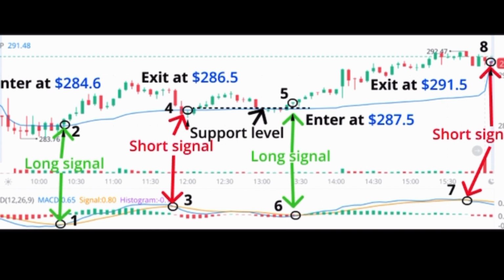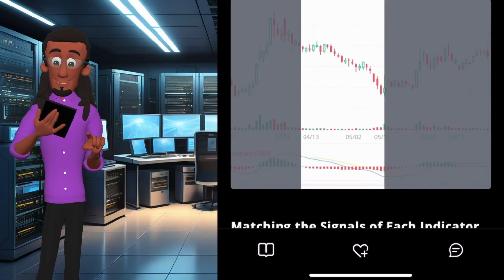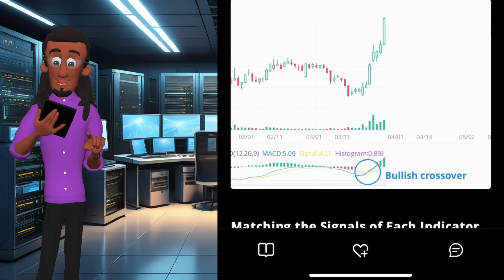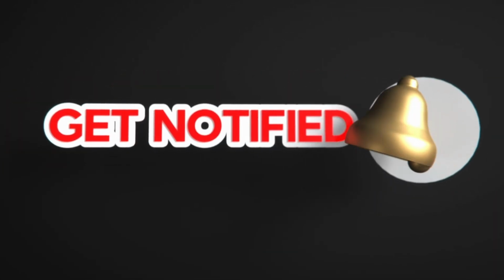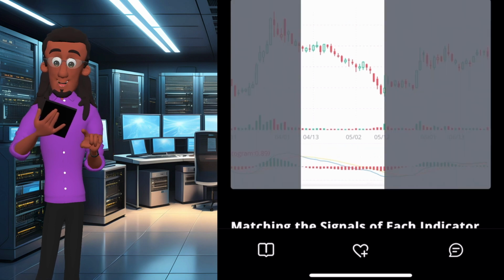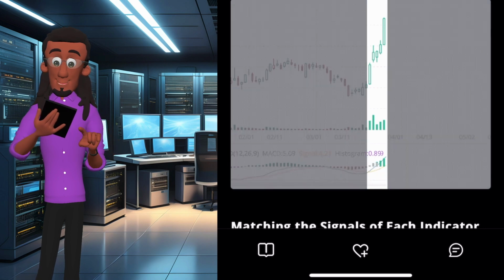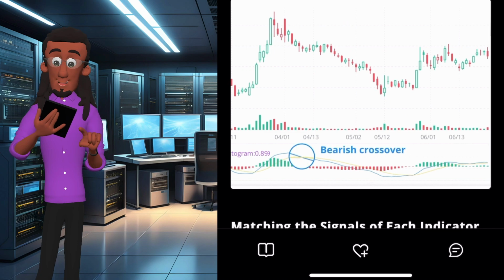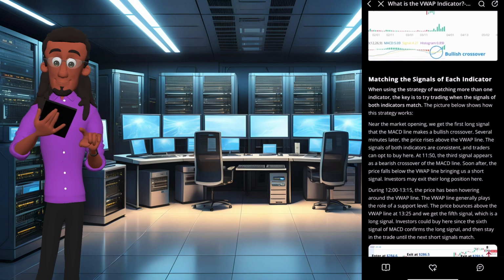So let's look at the MACD. When the MACD line crosses above the signal line, look at the diagram below, it's considered a bullish signal and indicates that the price may change directions to the upside. When the MACD line crosses below the signal line, it's considered a bearish signal and indicates that the price may change direction to the downside. So we're talking about a bullish crossover and we're talking about a bearish crossover. So this is how we use the MACD.